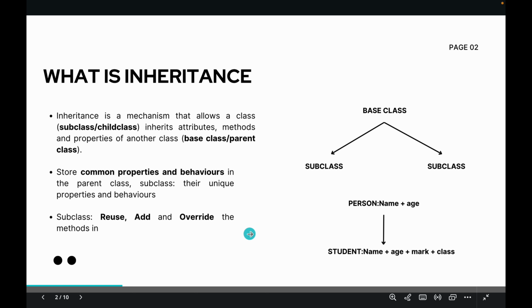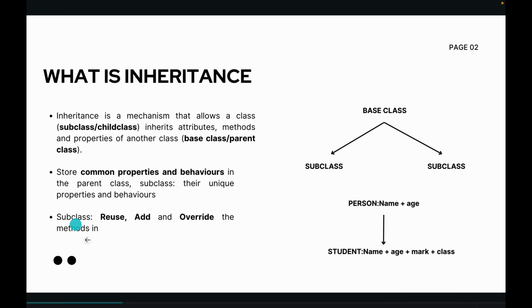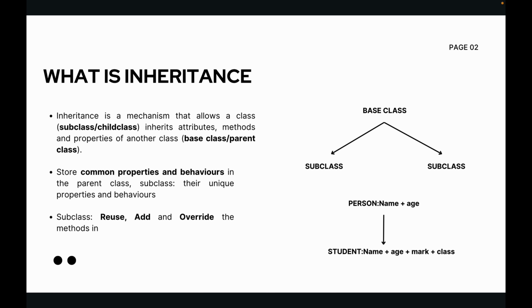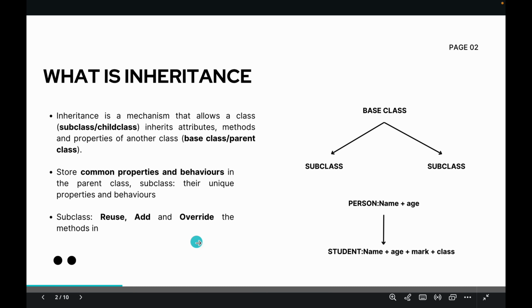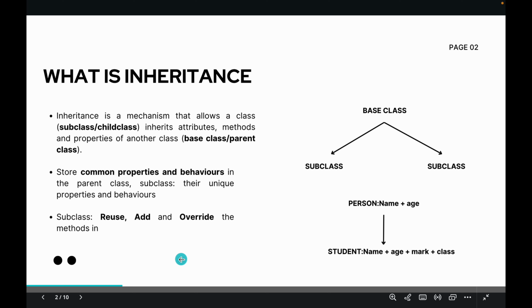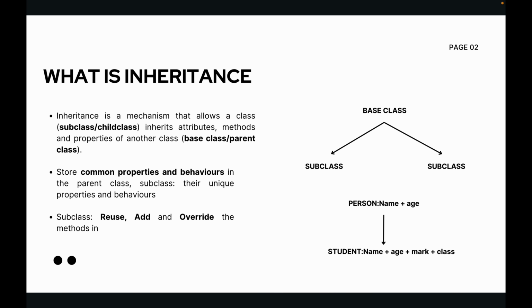So let's talk about what the subclass can do. The subclass can first reuse the properties and behaviors of the base class or the parent class, and they can also add their unique things like unique attributes and unique methods, and they can even override the methods in the parent class, which I will explain to you later.